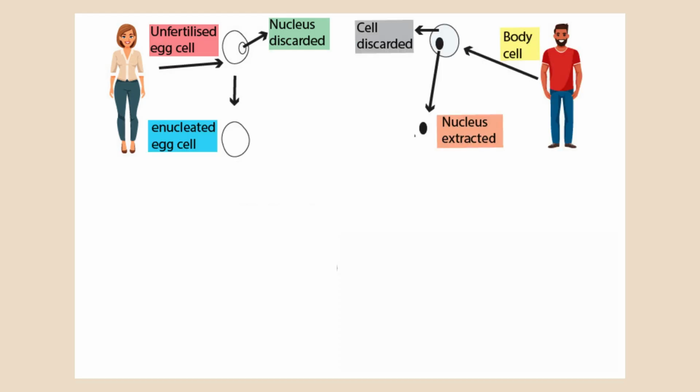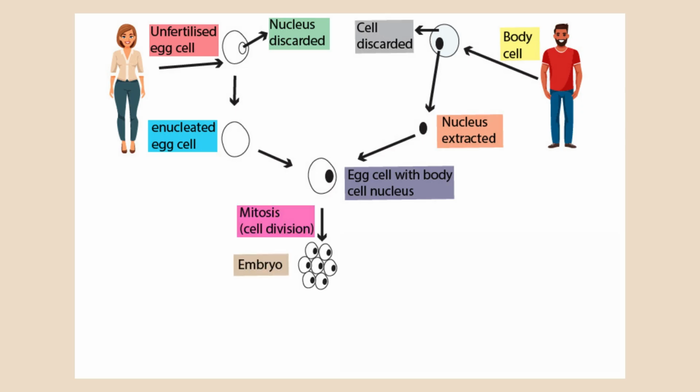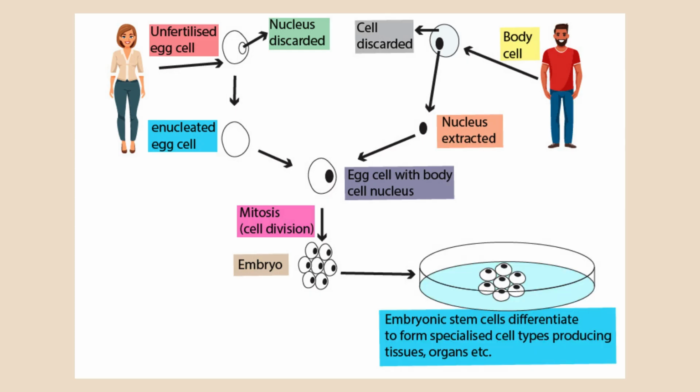The man on the right, who needs treatment, will supply a body cell. The nucleus is extracted and the body cell is discarded. The extracted nucleus is inserted into the enucleated egg cell. This egg cell now behaves like a fertilized egg cell, so it divides by mitosis to form an embryo. The cells of this embryo are genetically identical to the body cells from the man, because the man provided the nucleus. This embryo is grown in a petri dish.